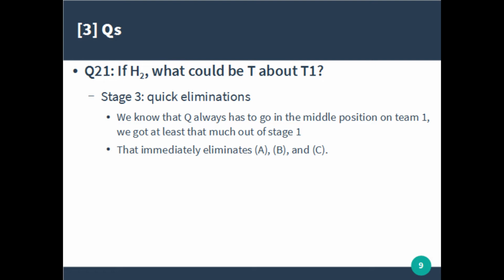So what we know from stage 1, when we just first tried to set this question up, we knew that Q always has to go in the middle position on team 1. We got at least that much out of stage 1, right? Interestingly, though, if you look at our answer choices, that immediately eliminates A, B, and C, which do not put Q in the middle position on team 1. So again, the one thing that we figured out based on the question stem is that if we put H on team 2, that forces Q to be in the middle position on team 1, and we can get rid of 3 answer choices that already don't satisfy that condition. So we've got a lot of our work saved for us. We only have to test D and E at this point.